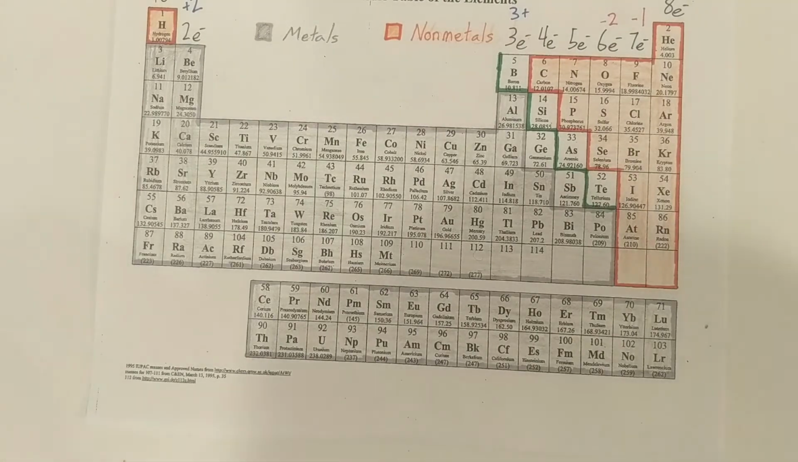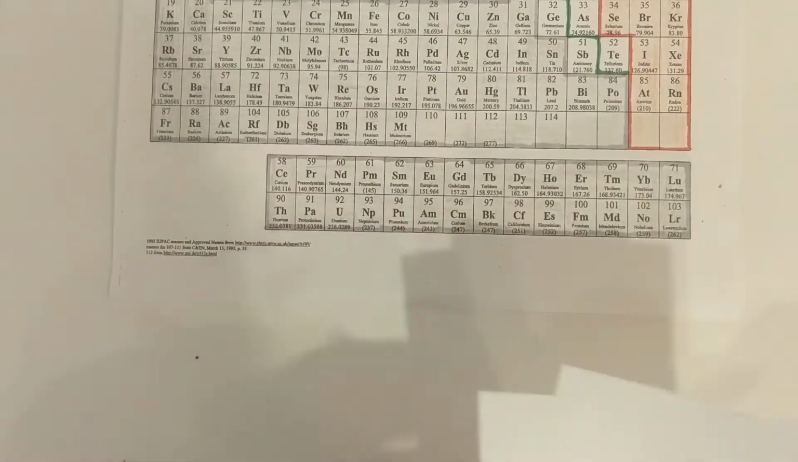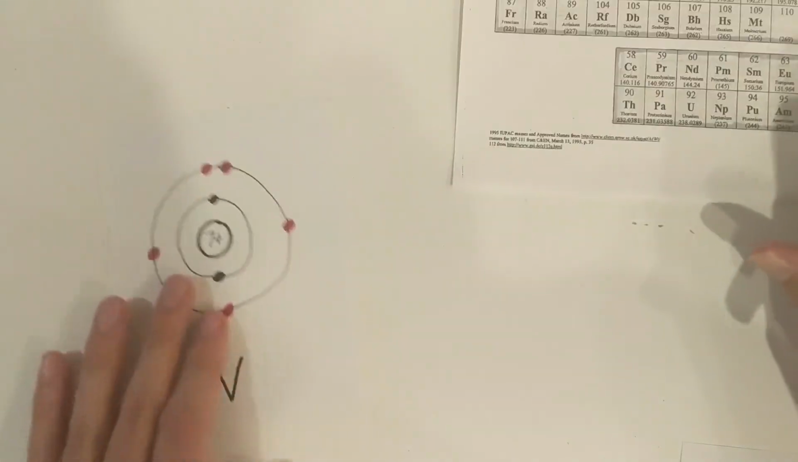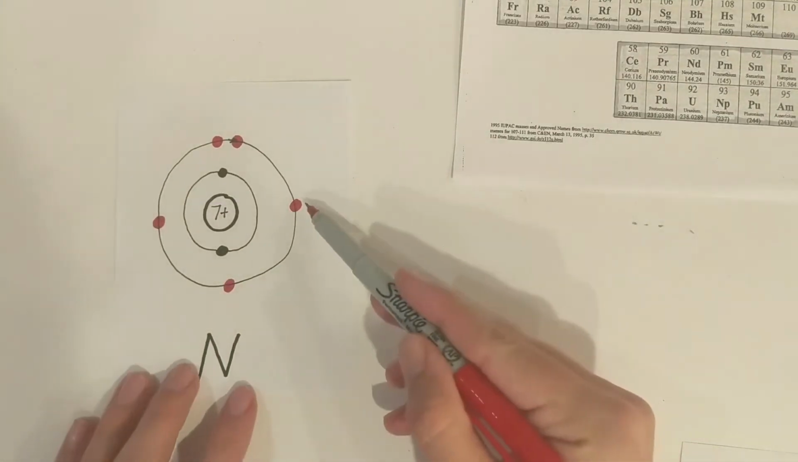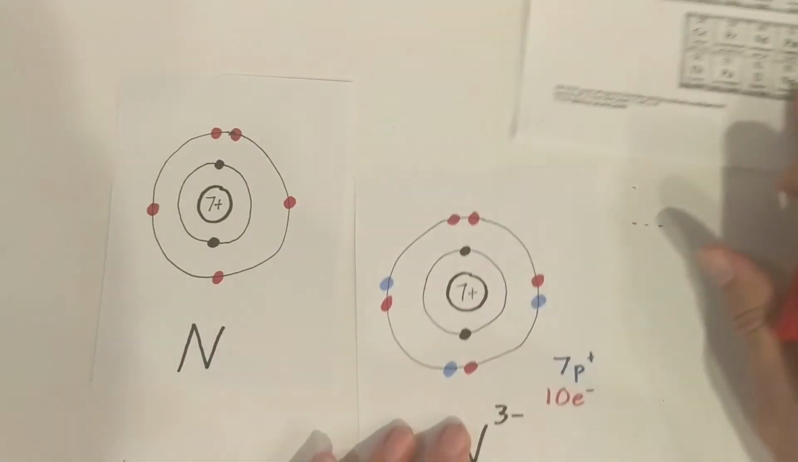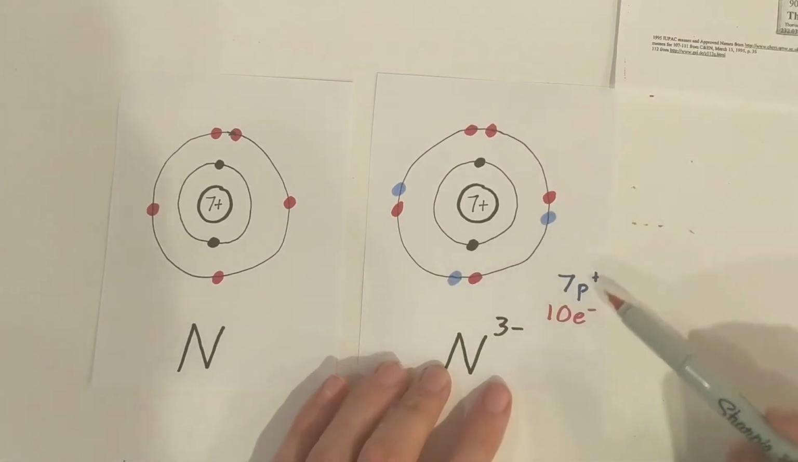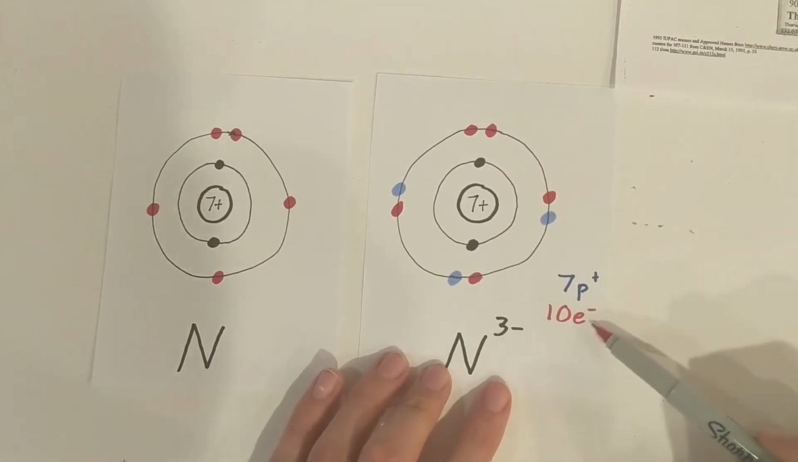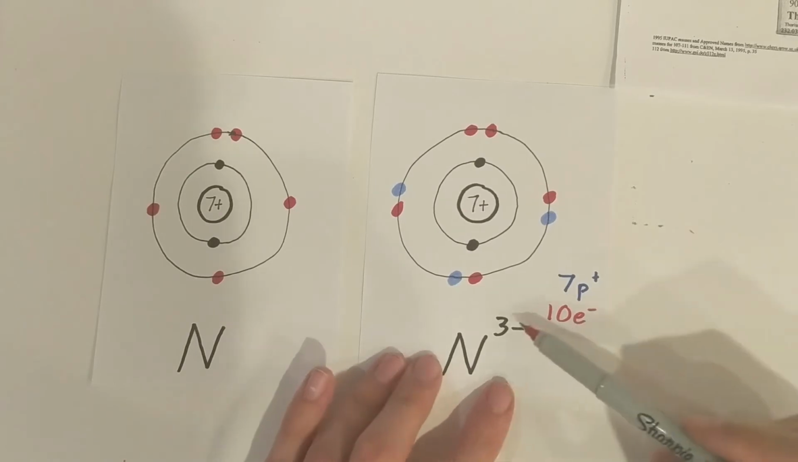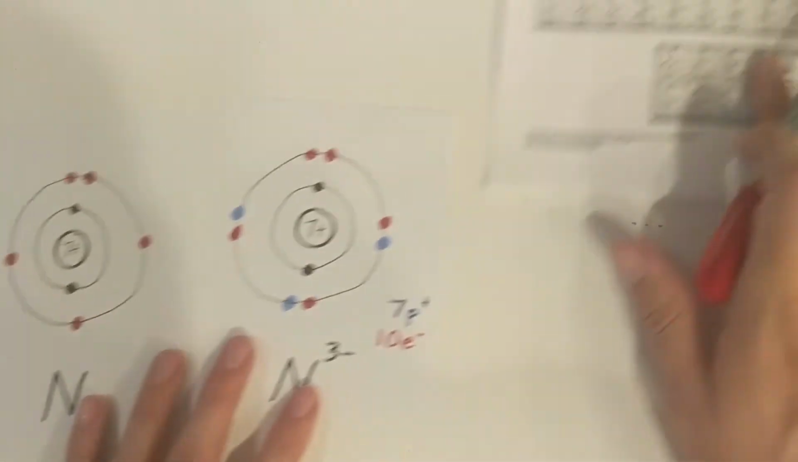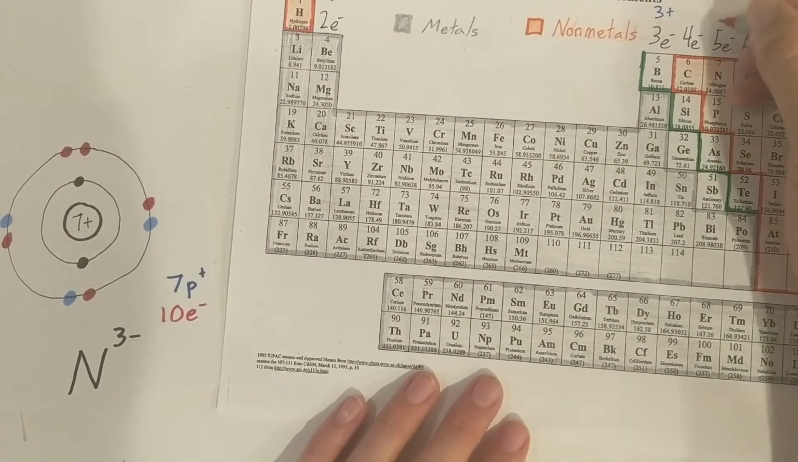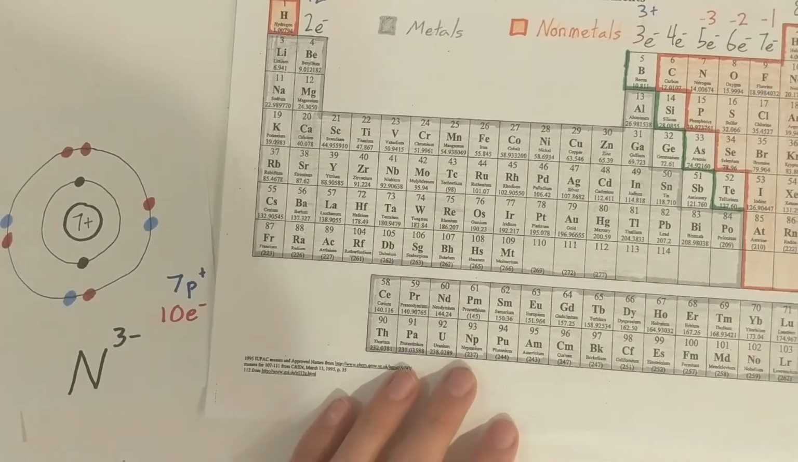And if we take a look at nitrogen, nitrogen has 5 valence electrons. It wants to fill these up by adding 3 electrons. So it'll have 7 protons, 10 electrons in total. So its charge will be -3. And that's true for the nonmetals in this group, nitrogen and phosphorus.